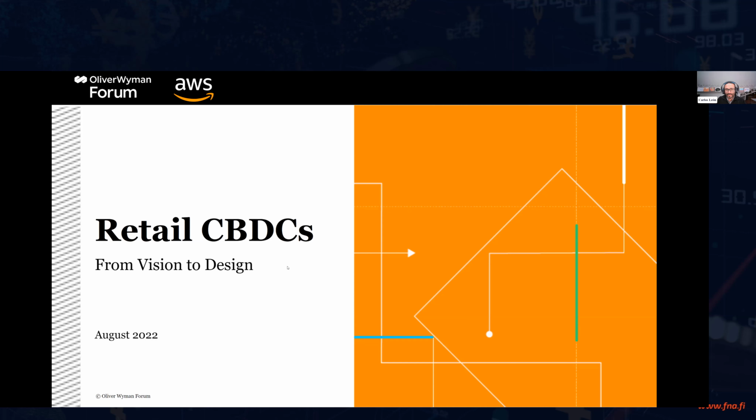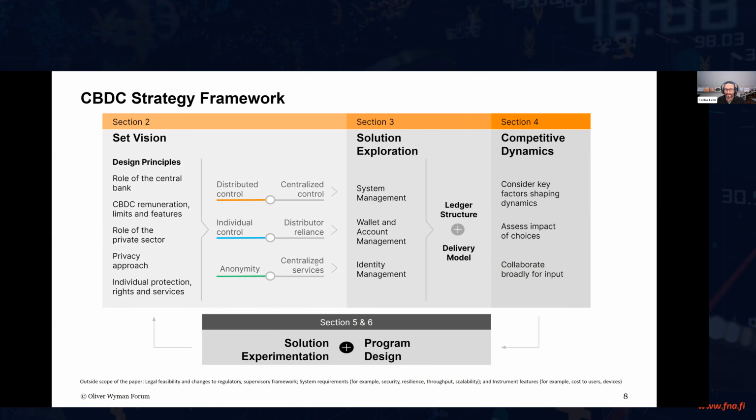In your joint document, you state that in retail CBDC discussion, there are some design principles that most likely will impact design choices and vice versa. Can you mention which are those design principles? Yes, I'd be happy to. But before I get into the design principles, I want to first explain how they fit into our framework.